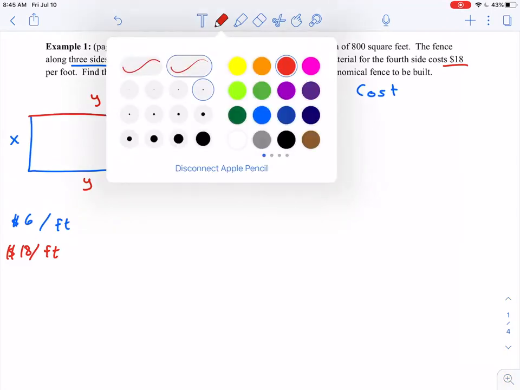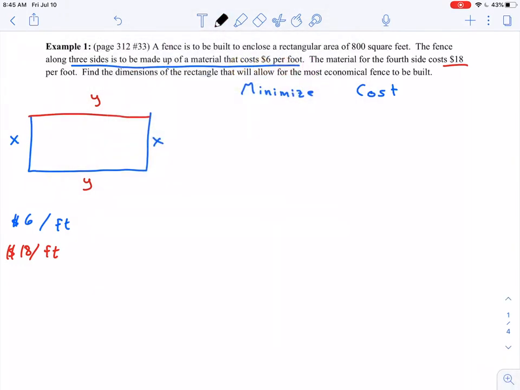The first thing that we want to do is write a cost function. I want to write the function that we're trying to minimize. Sometimes this is called the objective function if you want to sound really smart in front of your friends. So I want to minimize cost, so I'm trying to write an equation for cost. So the cost equals, well, I'm going to look at each side. If I look at this side for just a moment, this is x units long, and how much does that cost me? That's $6 per foot. So the cost of that side would be $6 per foot times x feet.